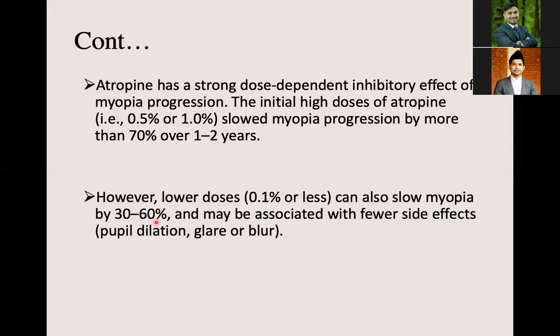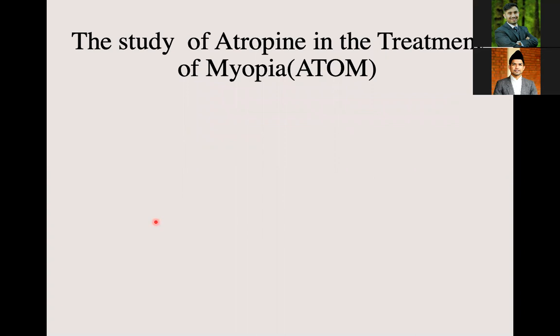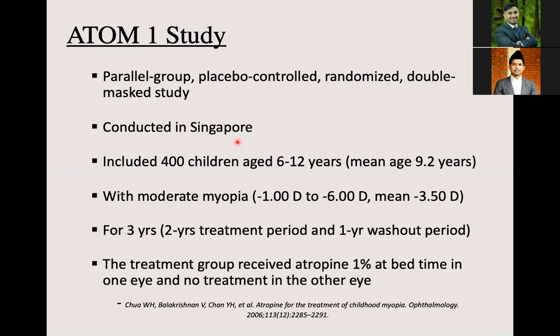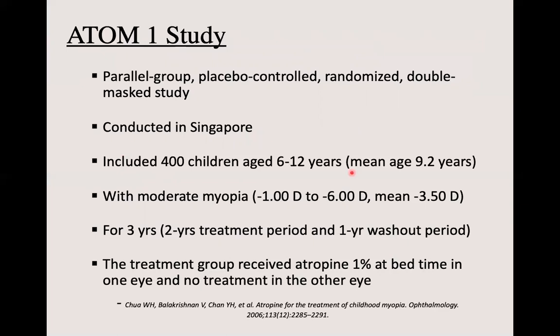Now I'll be talking about the ATOM study, okay? ATOM means atropine in the treatment of myopia. We have the ATOM 1 study and the ATOM 2 study. The ATOM 1 study was conducted in Singapore in 2006 and included 400 children from age group 6 to 12 years with moderate myopia from -1 diopter to -6 diopter. This study continued for 3 years.